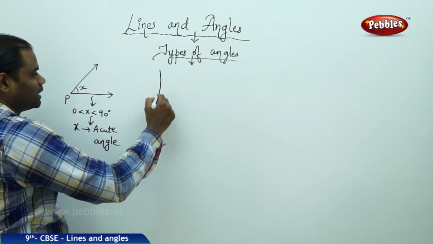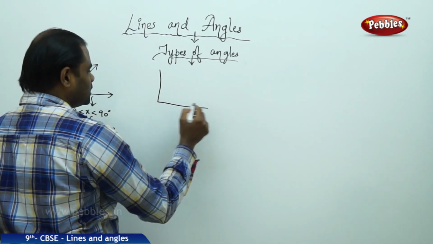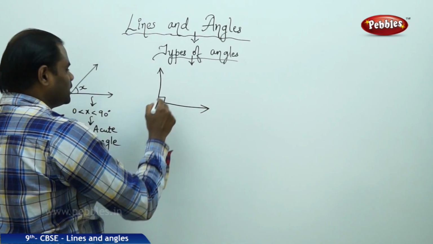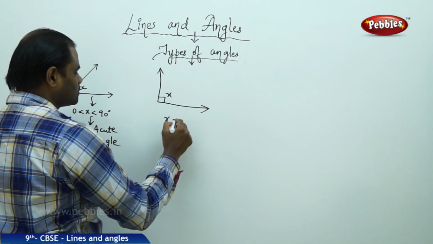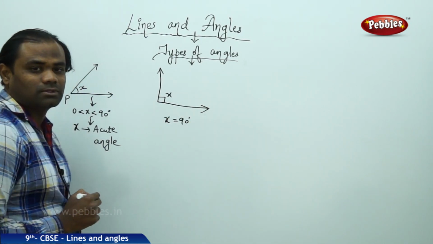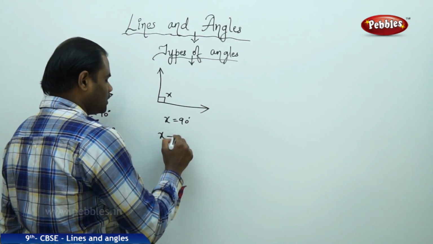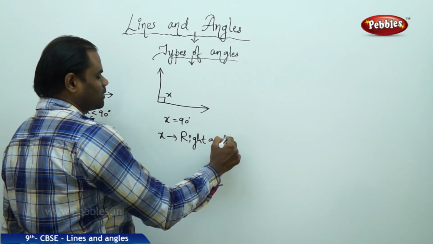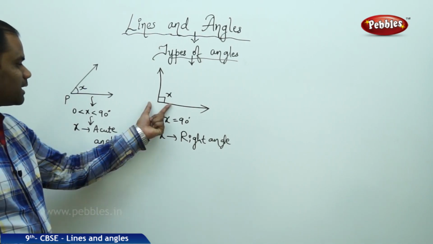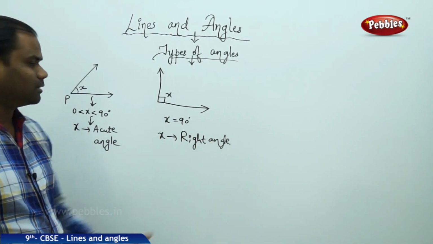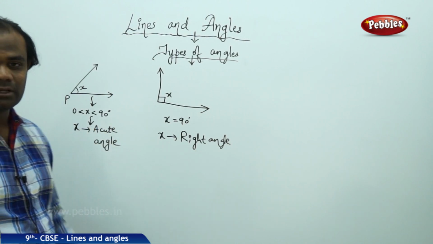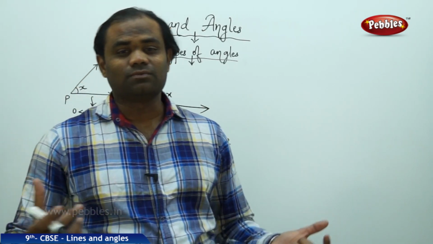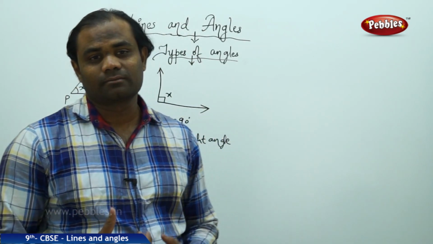Secondly, if I take a line which is exactly perpendicular to the other line, so ray 1 and ray 2 are perpendicular, then x equals 90, and x is called a right angle. If the angle is 90, that angle is called a right angle. If the angle is less than 90, it is called an acute angle, and if the angle is greater than 90, we are going to discuss it further.